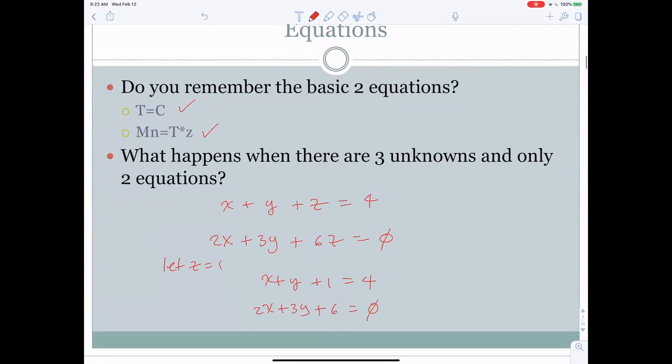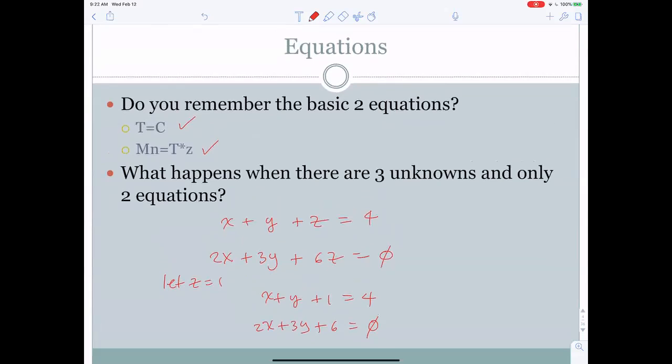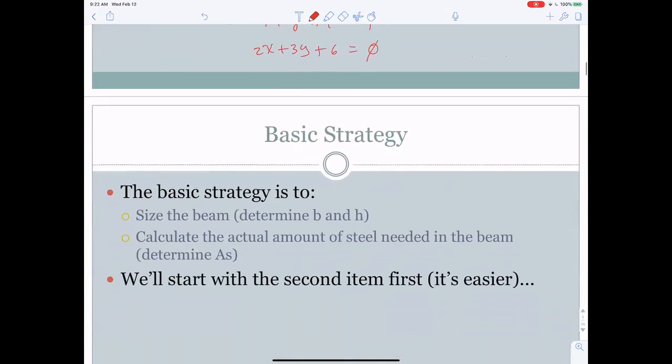So what this means is that there are an infinite number of solutions. I could pick any Z I want and resolve it. What this also means is that there's an infinite number of B, H, and AS that would satisfy equilibrium. And so that's why in design, you shouldn't all get the same answer. And so there must be some way to do this.